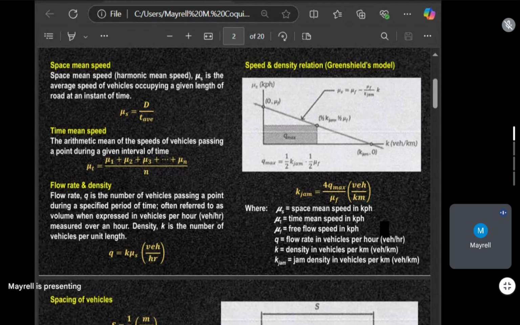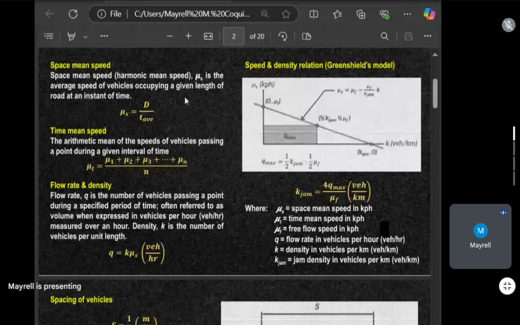Okay, so we have here the terms and formulas to be used in this part of our lesson. We have space mean speed. Space mean speed, or harmonic mean speed, that's mu s, is the average speed of vehicles occupying a given length of road at an instant of time. So space mean speed mu s is equal to distance d over average time, or t average.